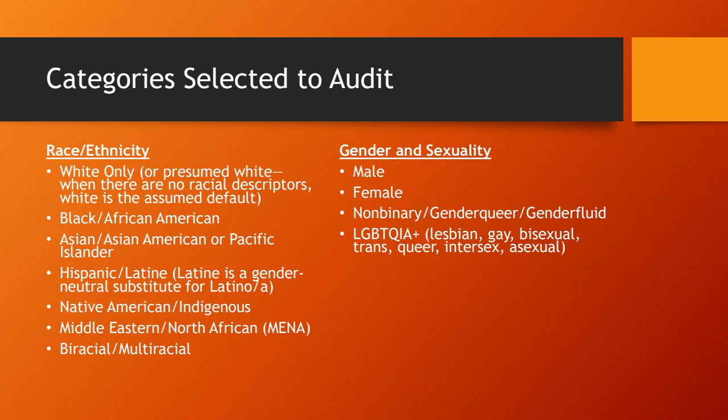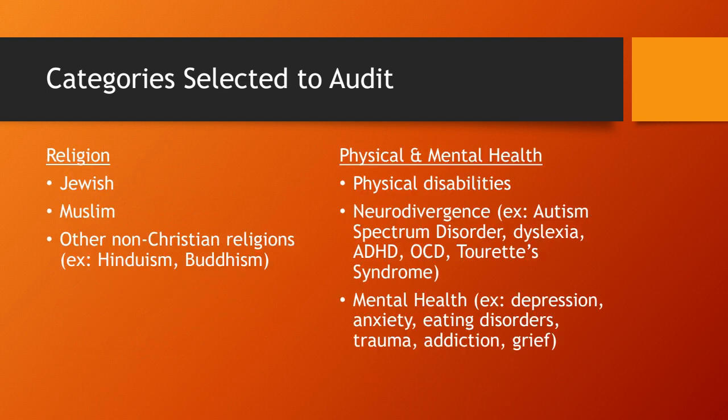The next category was gender and sexuality: male, female, non-binary, genderqueer, gender fluid, and then sexuality, LGBTQ plus. The third category was religion. How many authors and characters were Jewish, Muslim, or other non-Christian religions such as Hinduism, Buddhism, etc. And the fourth category was physical and mental health. Did the author or character have physical disabilities?